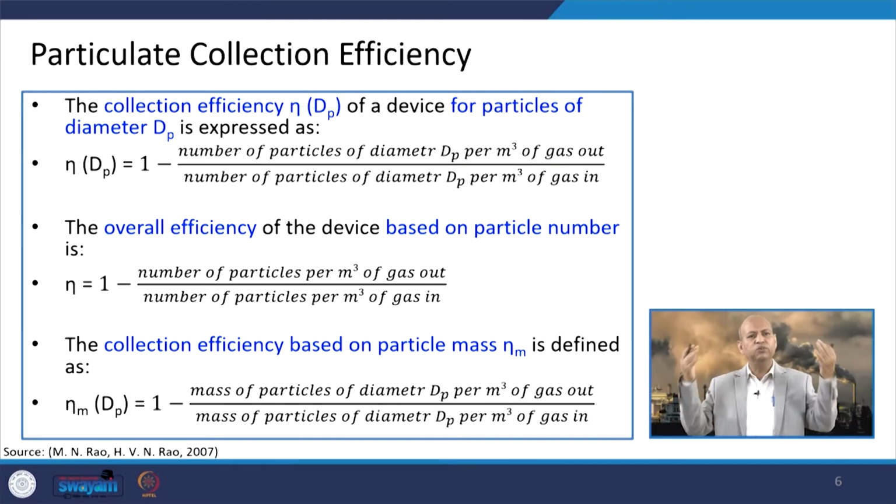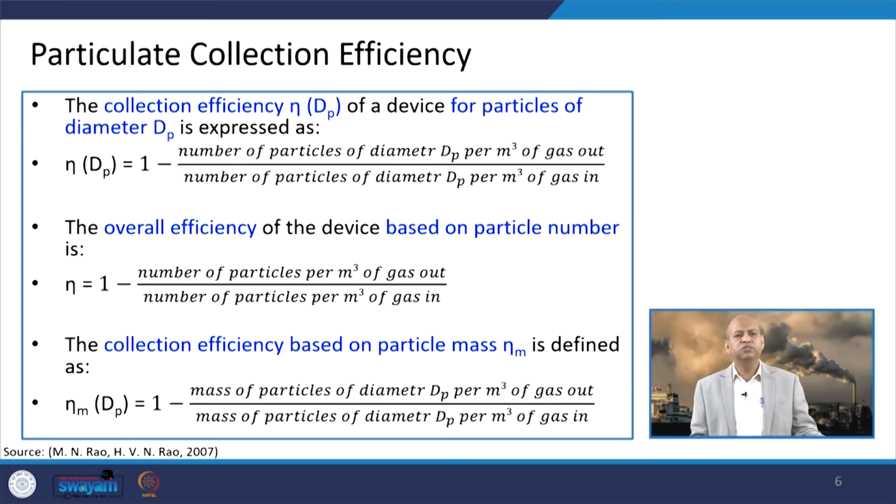If you want to judge the overall efficiency, then rather than a particular diameter we consider the number of all the particles. So, the number of all the particles going out per cubic meter, remember this, divided by the number of particles coming in, and that is deducted from 1. So, that is the overall efficiency.